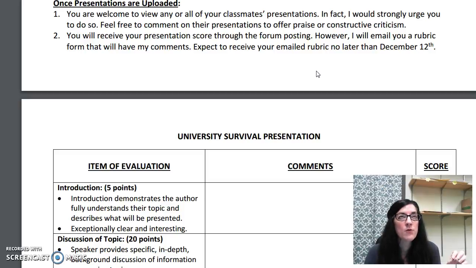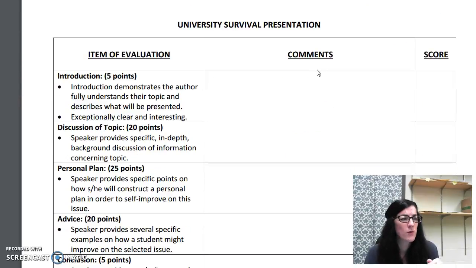You will receive an overall score through your forum posting. So if you make an 85 out of 100, you'll see an 85, but I will be emailing you a rubric form that will have all of my comments and a breakdown of your score. You can expect to receive your emailed rubric no later than December 12th. If you haven't received it by then, shoot me a quick email.